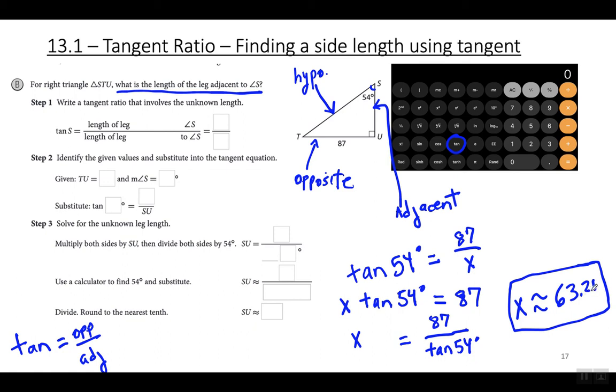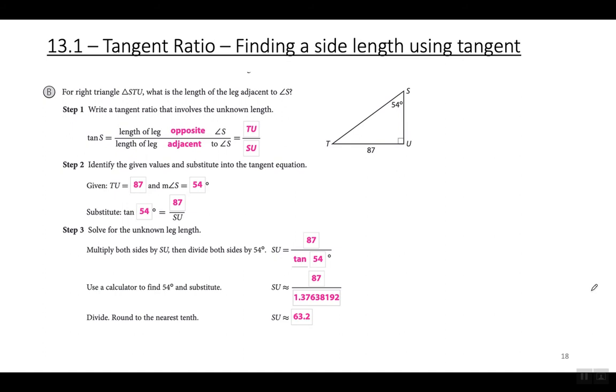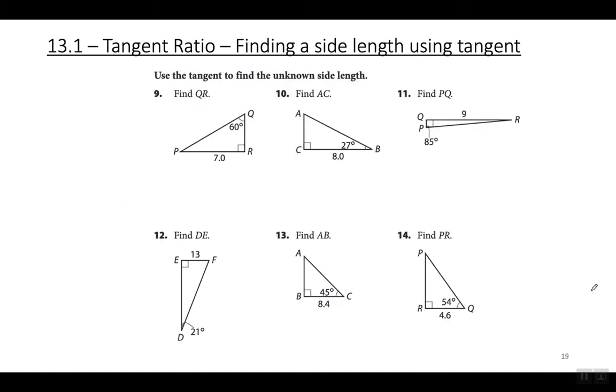63.21. All right, let's look at another example. They rounded it to the nearest tenth. Okay, you think we got enough examples there?